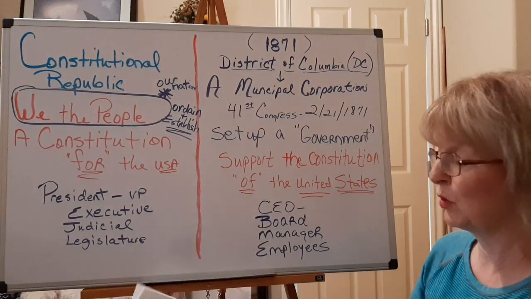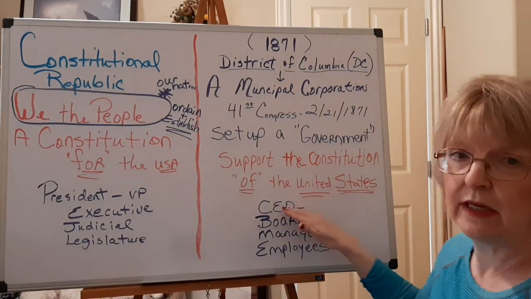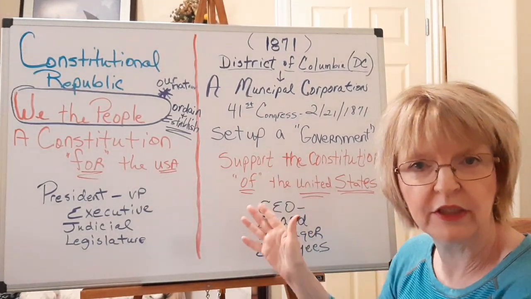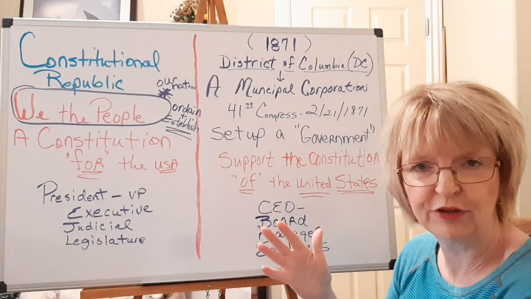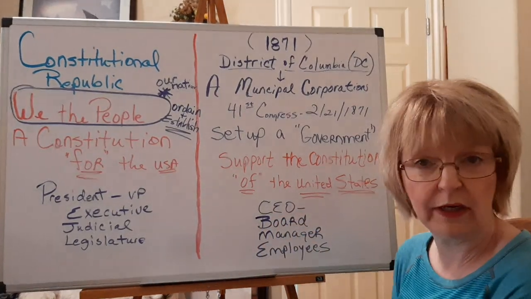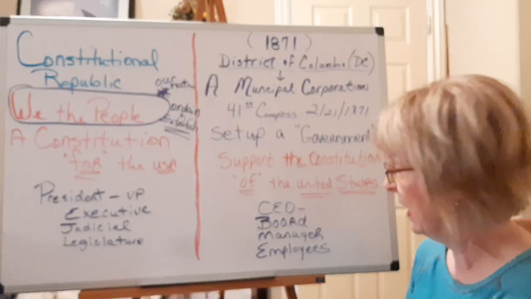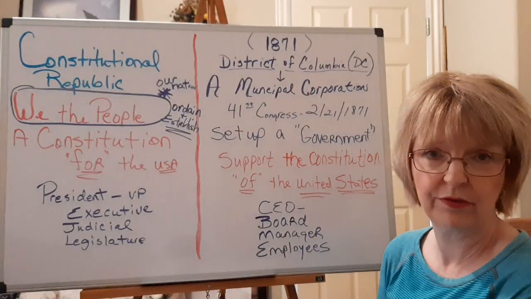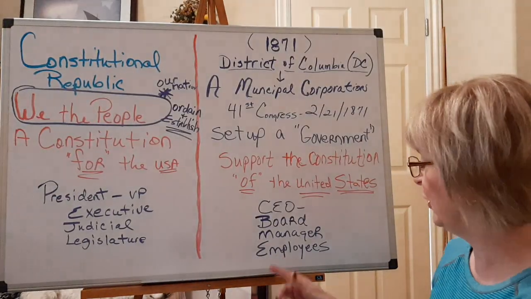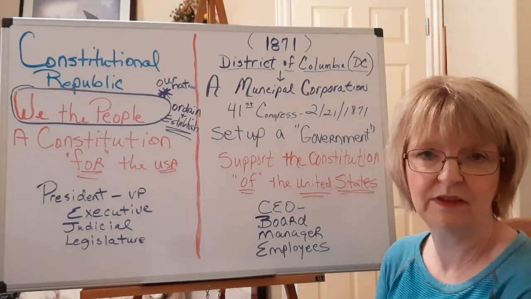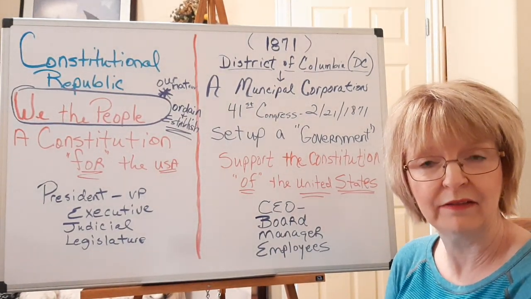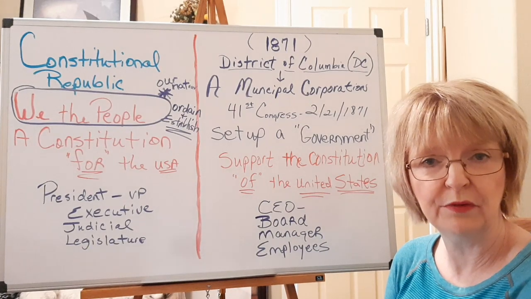So in a municipal corporation, you would have your CEO, which would be like a president of a corporation, however interchangeably you would say that term. They would have a board of directors in a company. And then you would have managers, supervisors, managers, and then you'd have employees, the people that you paid to work for you.